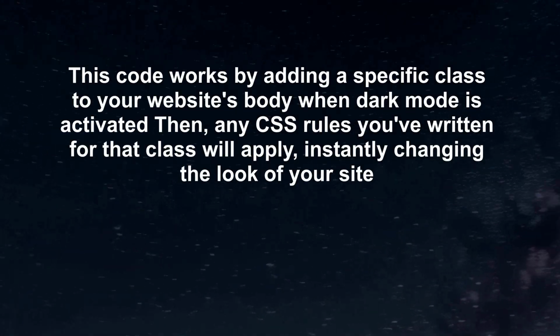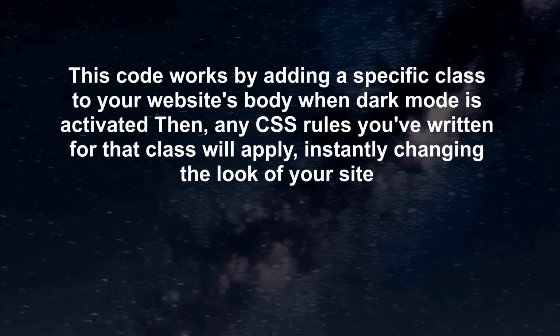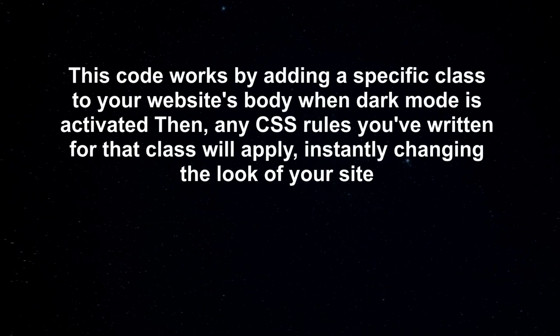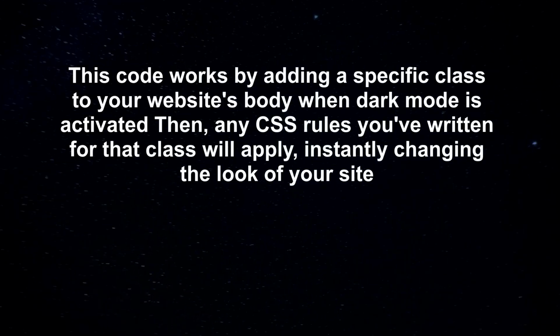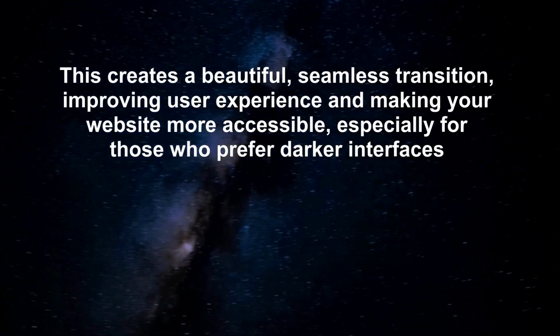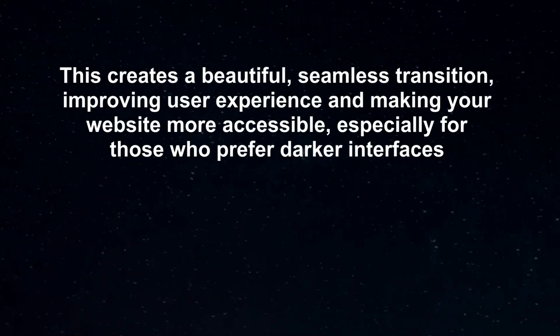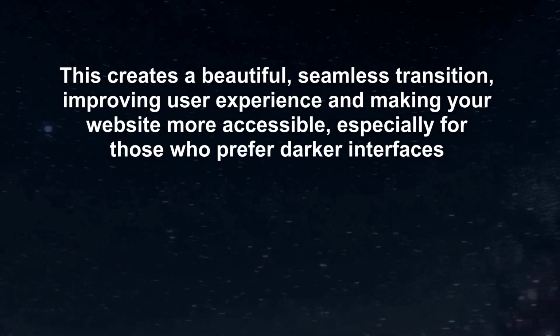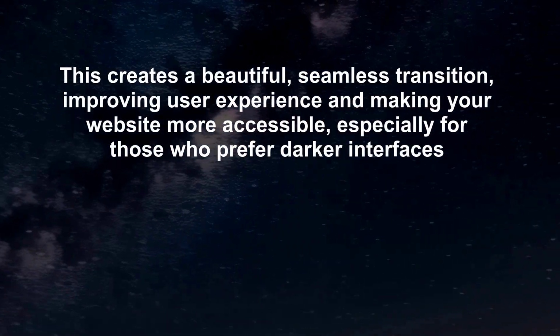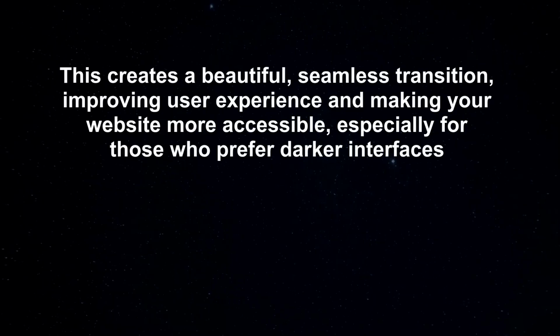This code works by adding a specific class to your website's body. When dark mode is activated, then any CSS rules you've written for that class will apply, instantly changing the look of your site. This creates a beautiful, seamless transition, improving user experience and making your website more accessible, especially for those who prefer darker interfaces.